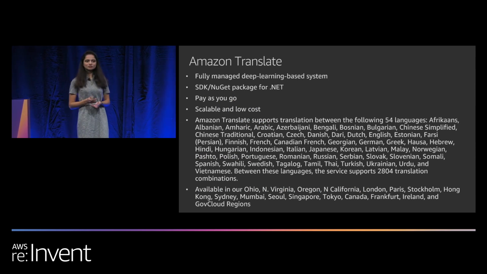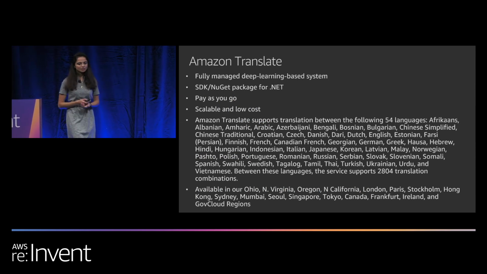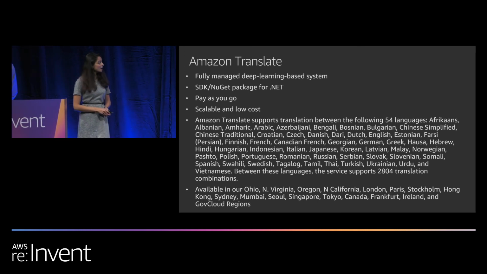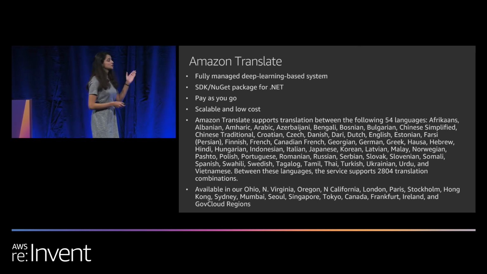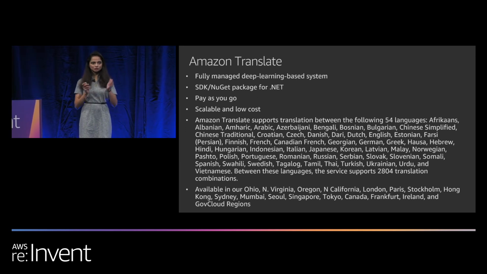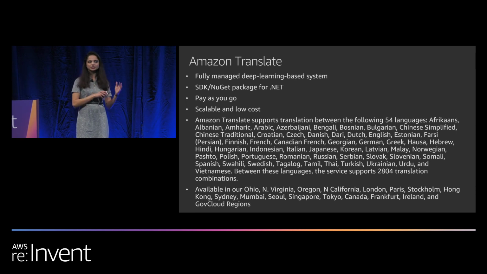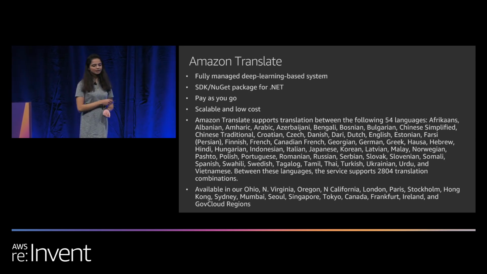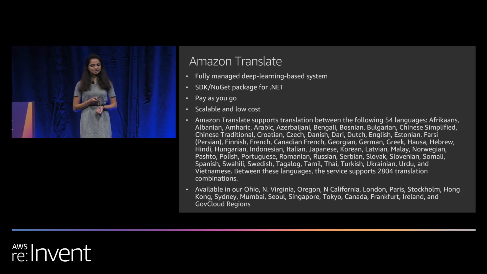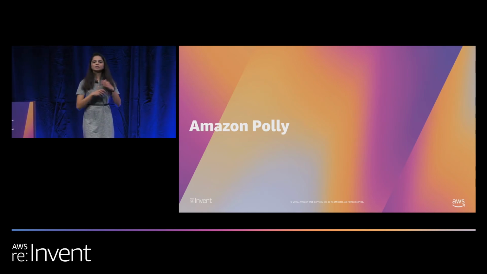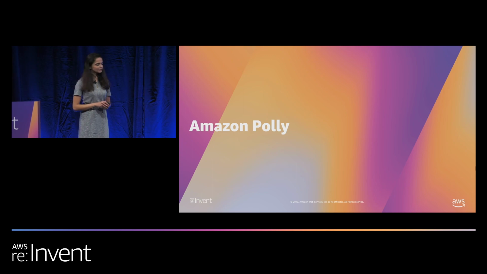Again, as with all other services, it's a fully managed deep learning system, and you can use a NuGet package in your .NET application. And Amazon Translate supports 2,804 translation combinations. That's like English to Chinese, English to French, or something like that. So we support 2,804 translation combinations, and it's available in most of our regions. I'll quickly talk about Polly, and then I'll demonstrate both Polly and Translate together.